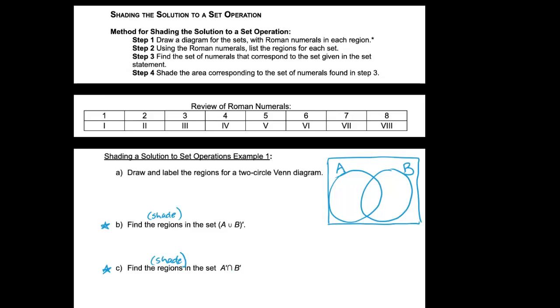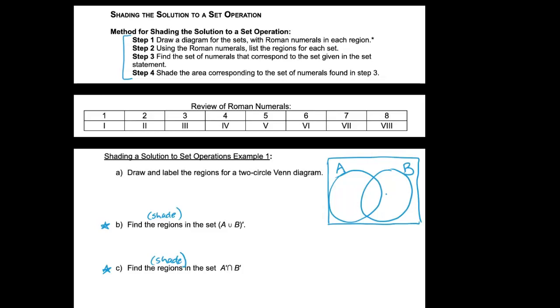So there are some steps up here listed out that will walk you through how to do this. Step one is to draw a diagram, so a Venn diagram. You can see I drew that here. In the case of B and C, we only have two sets, A and B, so that's why I drew a two-circle diagram, but I'll do an example in a minute with three circles.